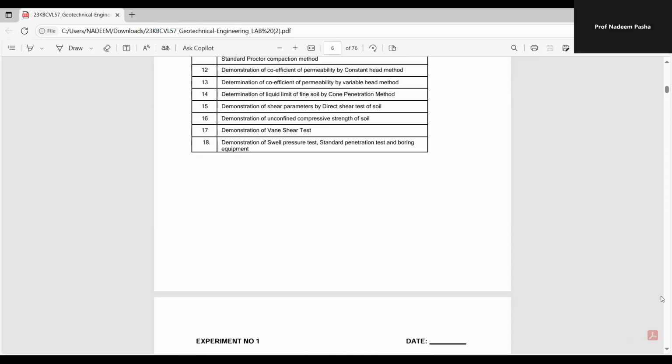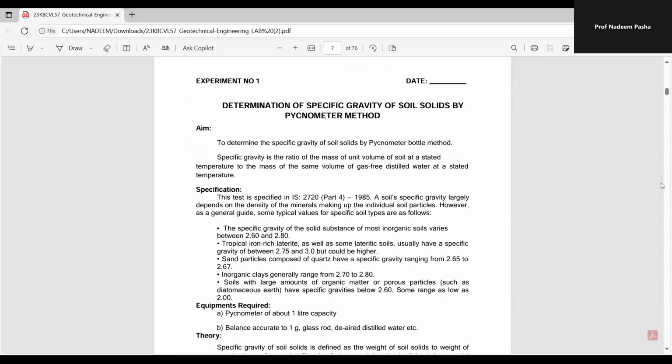Next, determination of liquid limit of soil by cone penetration method. Next, demonstration of shear parameters by direct shear test. Demonstration of unconfined compression test. Demonstration of vane shear test. Demonstration of swell pressure test. Standard penetration test. So the first experiment is determination of specific gravity of soil solids by pycnometer method.